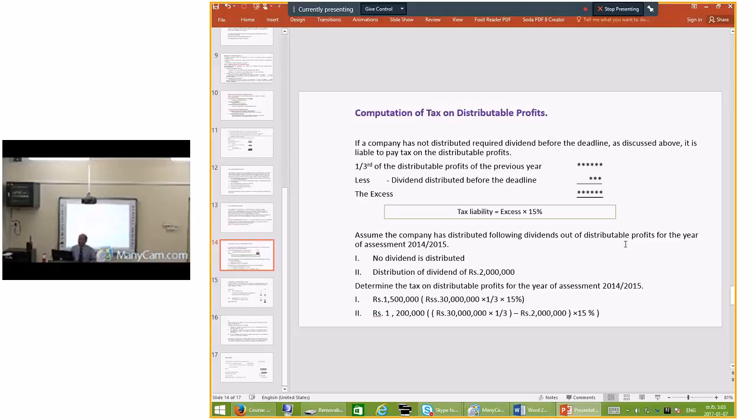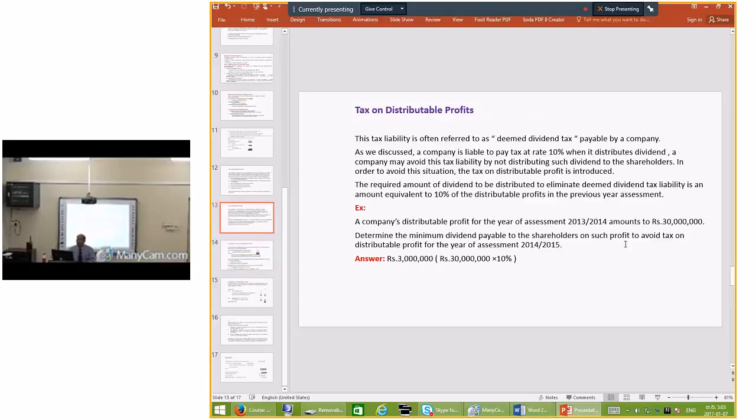We will take another example. In this example, the company's distributable profit for the year 14 is 30 million. Determine the minimum dividend payable to the shareholders to avoid tax on distributable profit for the years of assessment 14 and 15. Again, the company's distributable profit, after adjusting tax payable, capital assets purchased, depreciation charge and revaluation reserves, was computed as 30 million.